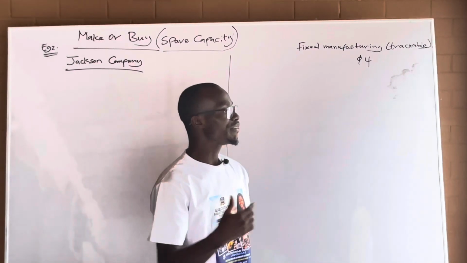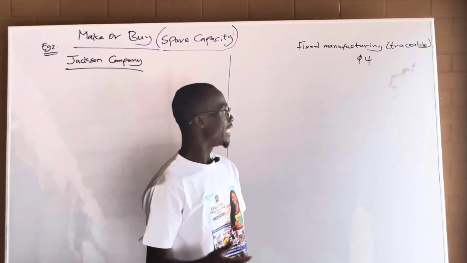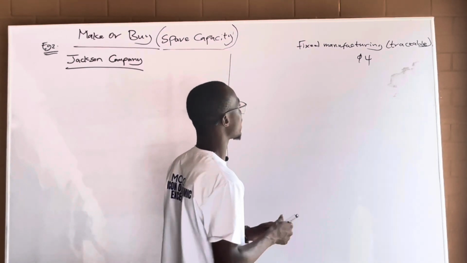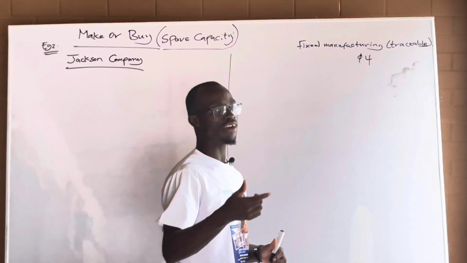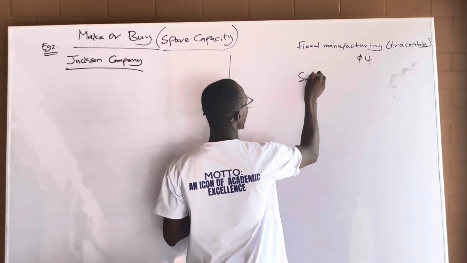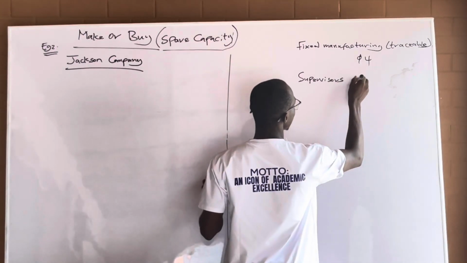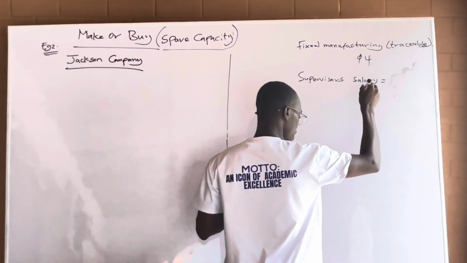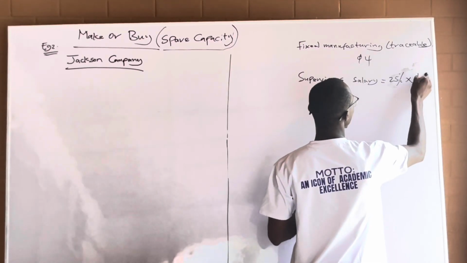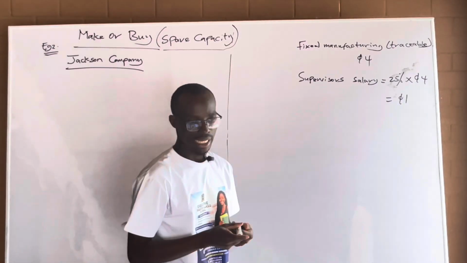So when you take 75% of the traceable fixed manufacturing overhead, the remaining figure will be the supervisor's salary. If you want to know the supervisor's salary, it will be 25% of the 4 Ghana cedis, since 75% represents the depreciation. So 25% of 4 Ghana cedis is 1 cedi.